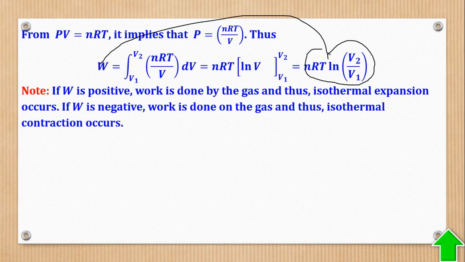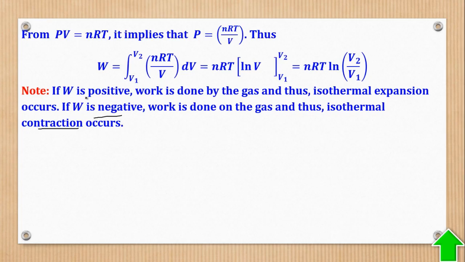So each time you realize that temperature is constant, remember to use this formula. If the work value W you have got in the calculation is positive, it implies that work is done by the gas. But if W is negative, then work is done on the gas, not the difference. Therefore, when it's negative, it means there was a contraction. When it's positive, it means there was an expansion.